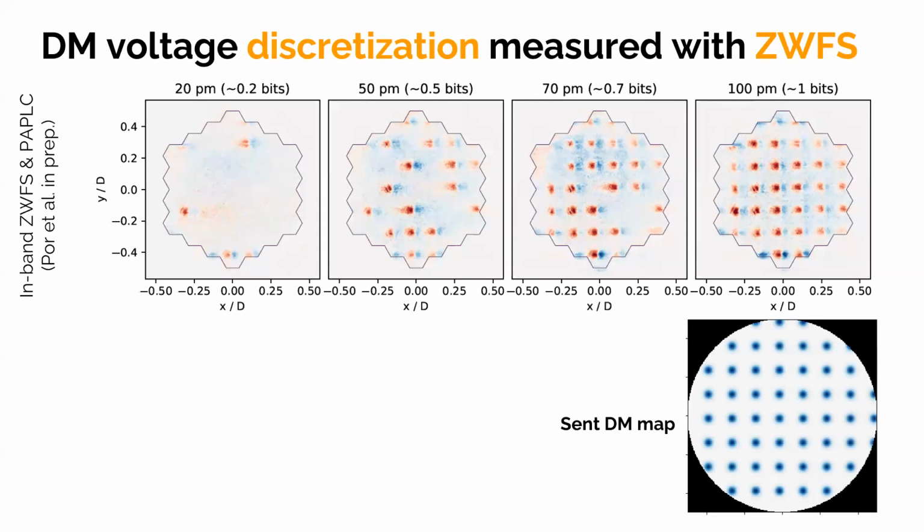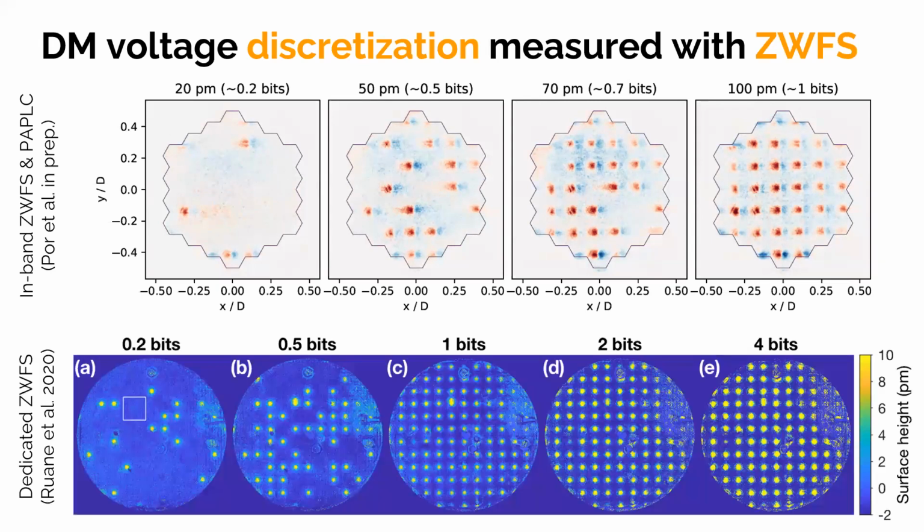So for those of you in the know, this is very similar to what Garreth Ruane did in 2020. The main difference here being the bottom row by Garreth is doing just dedicated Zernike sensing. There's nothing else in the beam. There's no coronagraph whatsoever. While the top one has a coronagraph in the beam, it is taking coronagraphic images at the same time as doing these experiments and maintaining the contrast in that coronagraph at the 10⁻⁸ level.